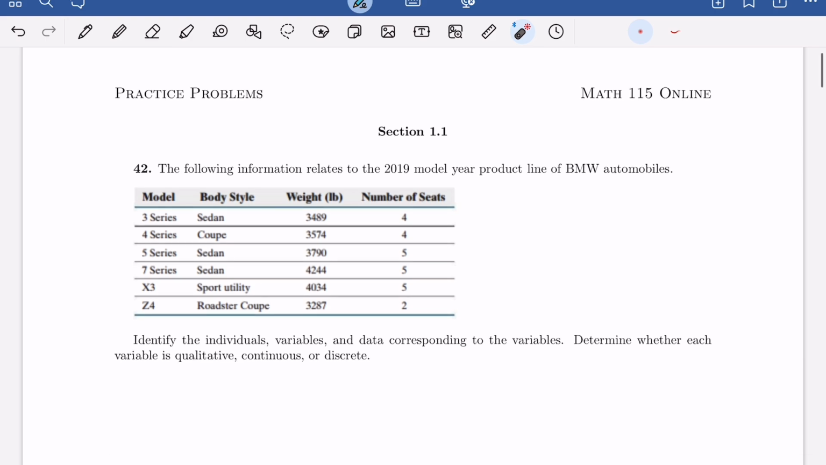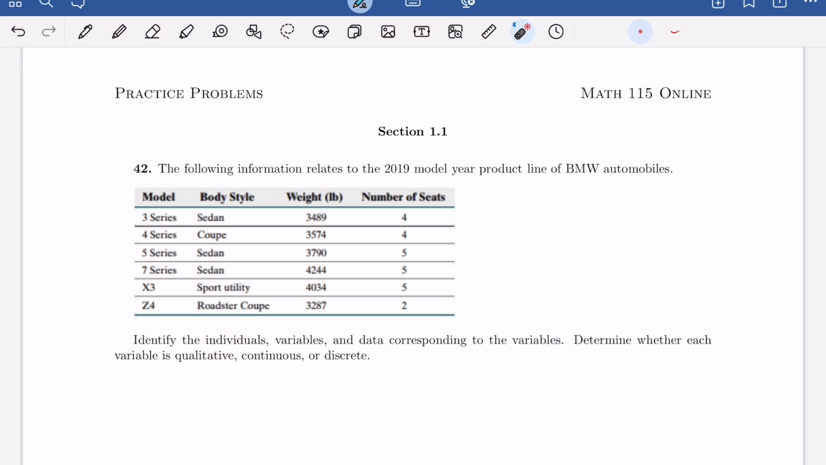Now, what we want to do is identify the individuals, variables, and the data corresponding to these variables, and determine whether each variable is qualitative, continuous, or discrete. So these would be quantitative ones. All right, so let's start with identifying the individuals.